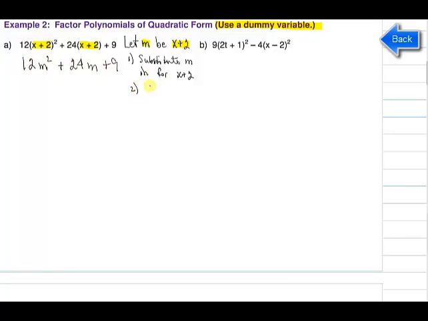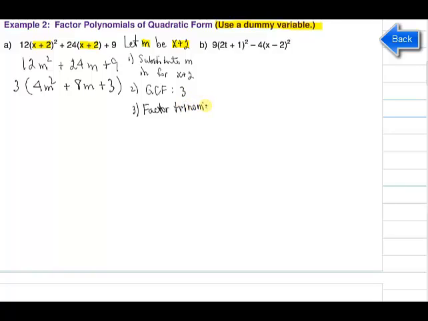First thing you're going to ask yourself, do you have a GCF? Yes, you do. It is not 2, it's 3. So factor the 3 out. Remember to write your next step as a product of the GCF and whatever factor is left over. And when you factor the 3 out, you will be left with 4m squared plus 8m plus 3. And second step, you're going to factor the trinomial.